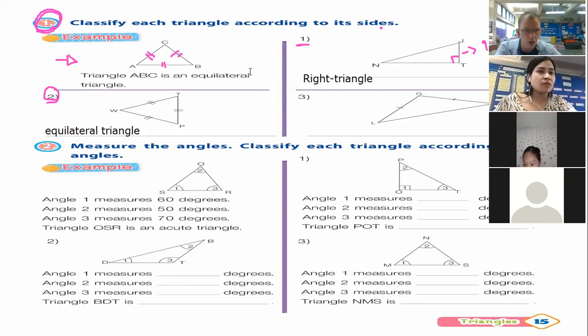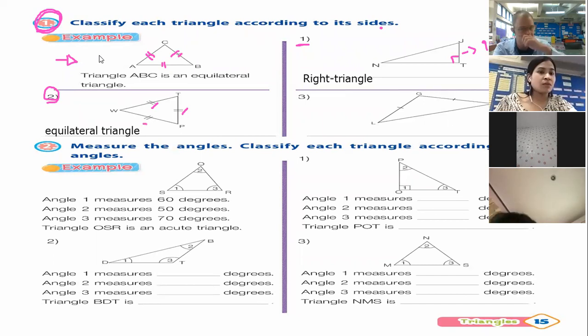Very good. We know that because, again, they have 2 lines here, 2 lines here, 2 lines here, meaning all 3 of them are equal in length. So it's an equilateral triangle. And the last one, number 3.